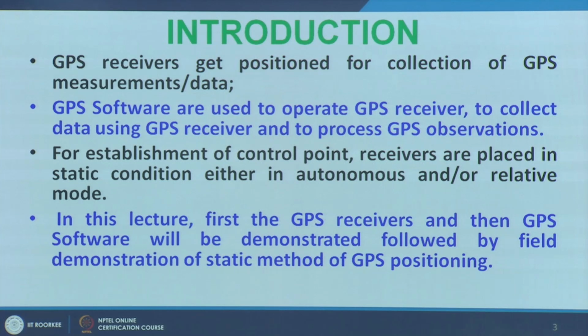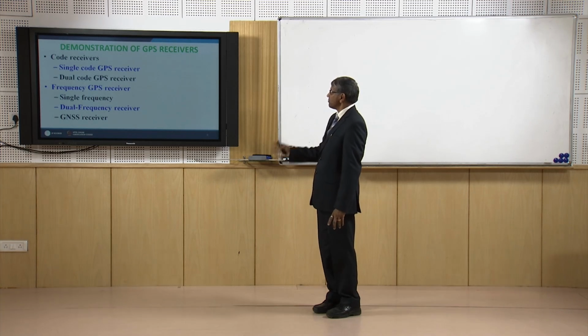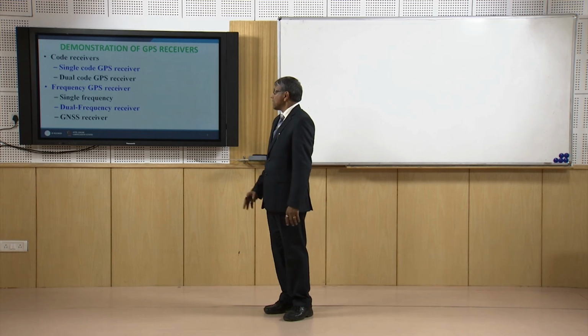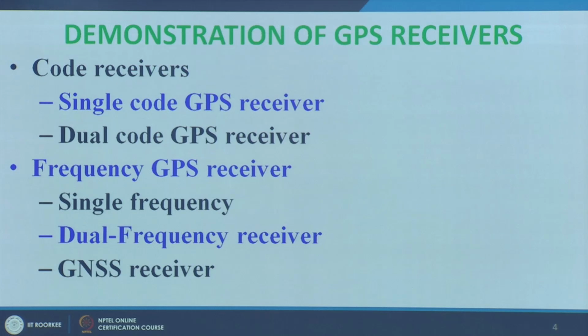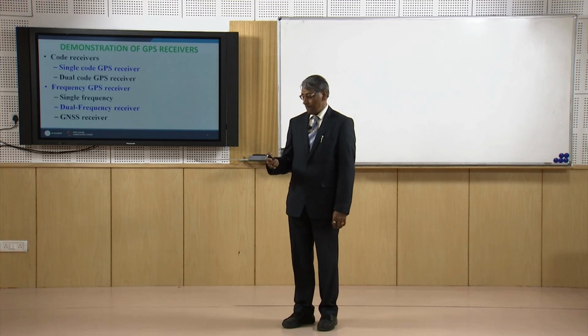Now, I will demonstrate a few GPS receivers. You know that GPS receivers may be of two types: code receiver as well as frequency receiver. I will show you two types of code receiver, one is a single code receiver followed by a dual code receiver, and I will show you three types of frequency receiver: single frequency receiver, dual frequency receiver and GNSS receiver. So, the demonstration starts now.